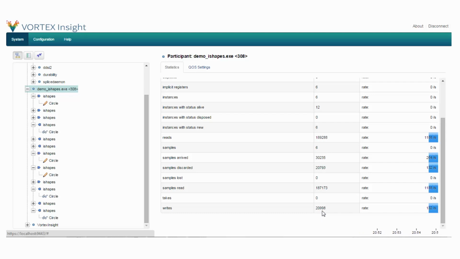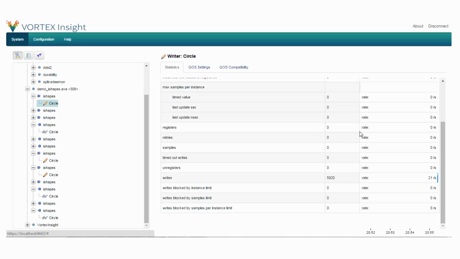For example, the number of writes for the participant actually corresponds to the sum of the total number of writes for all its writers. This gives multiple levels of granularity for observing the data.